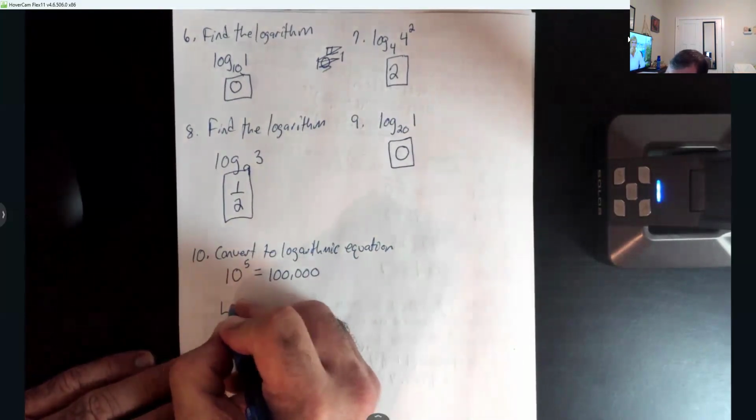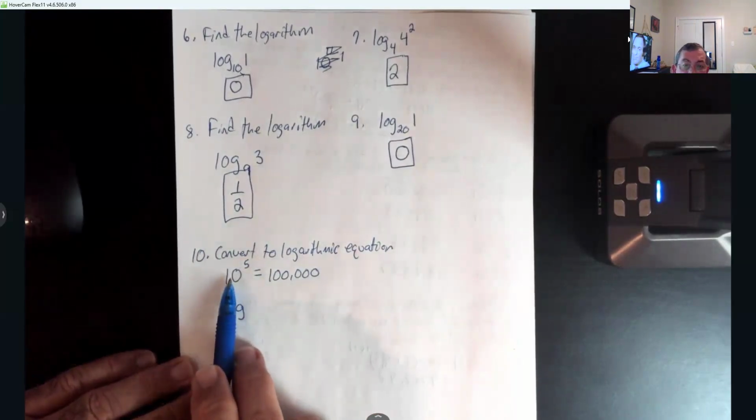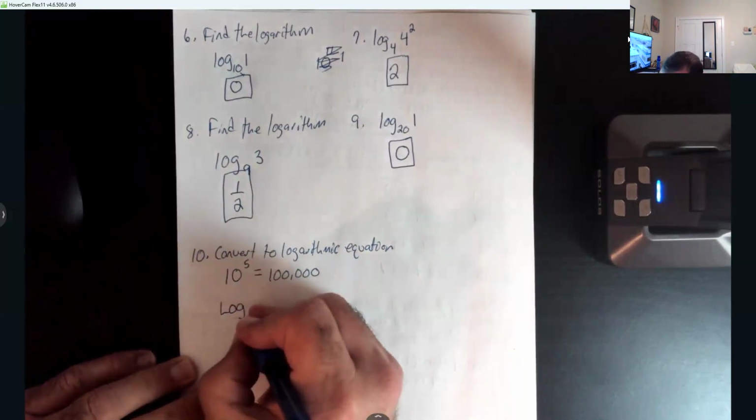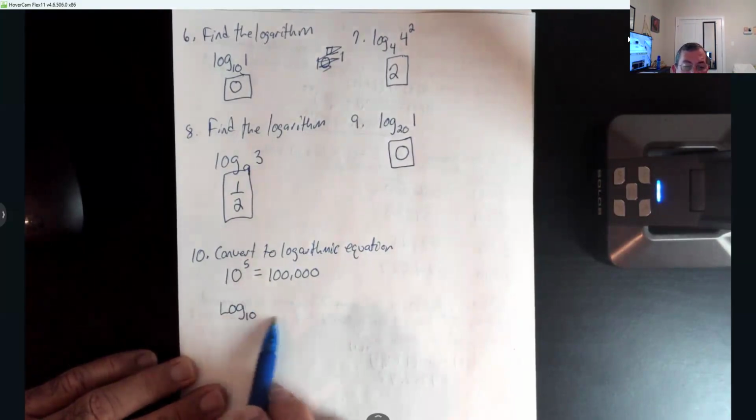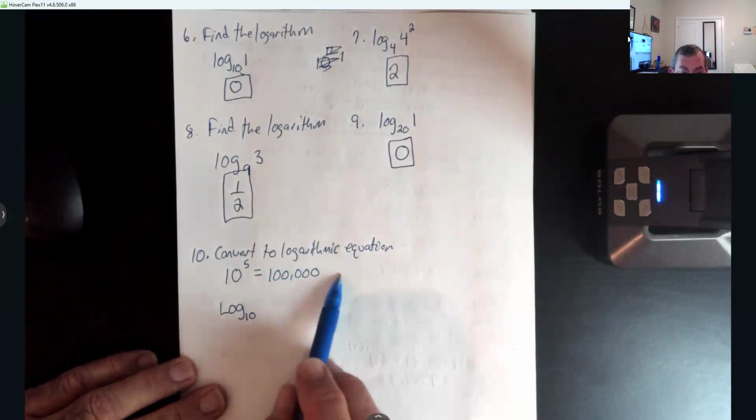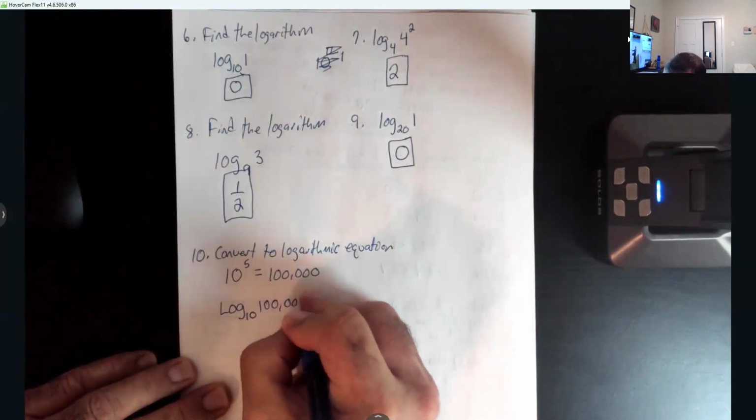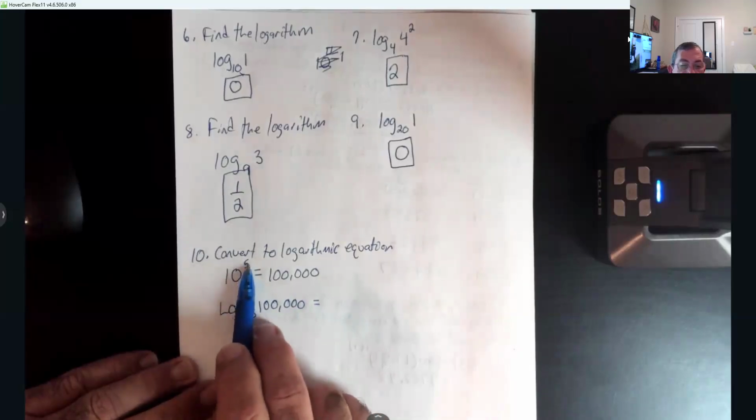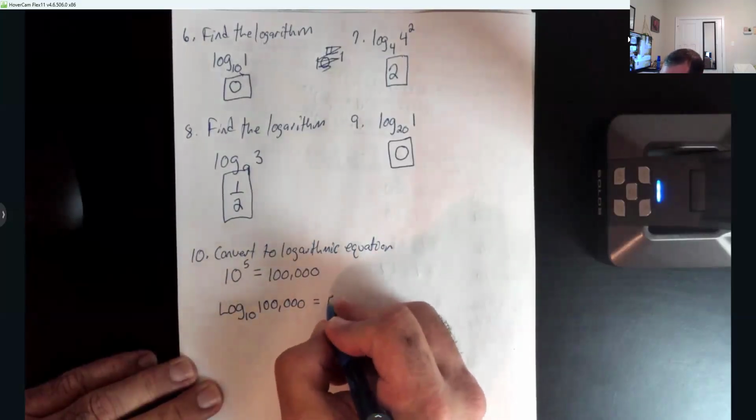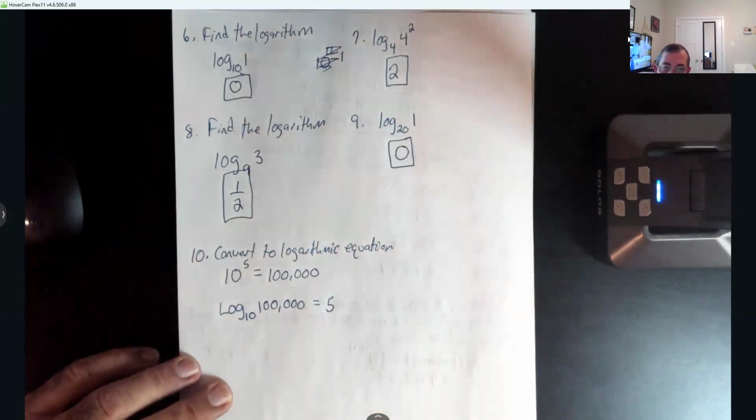So you have to write your log. The base of the log is the same as the base of the exponential. So that's going to be a log base 10. The result is the result of the exponential, which is the 100,000. And this equals the exponent, or the exponent was the 5. Okay, so remember, these are just where we're going through the conversions from logs to exponential.